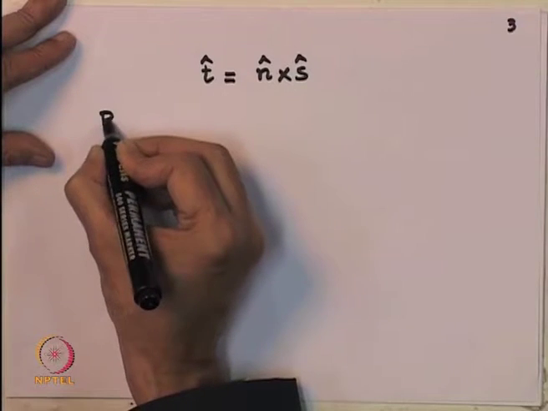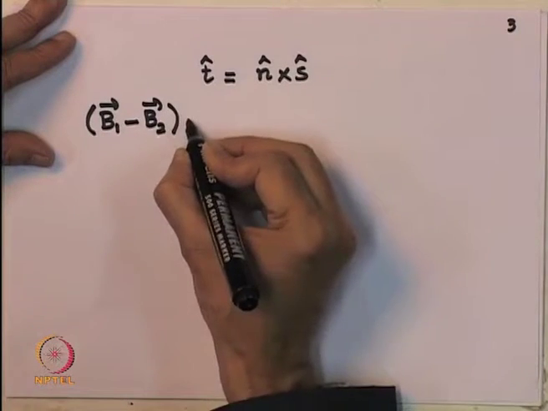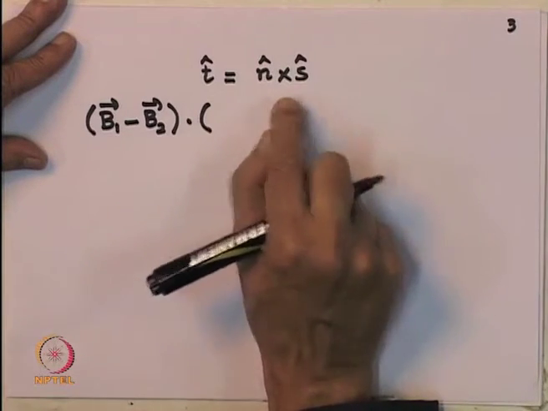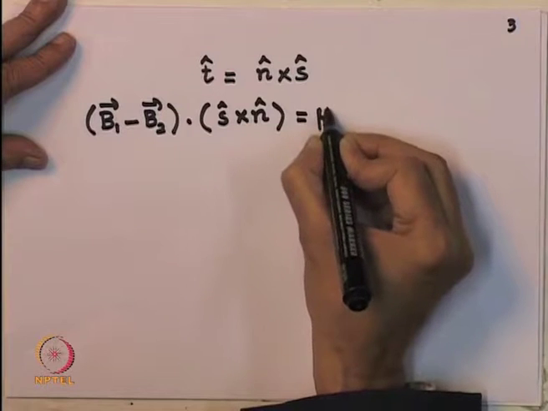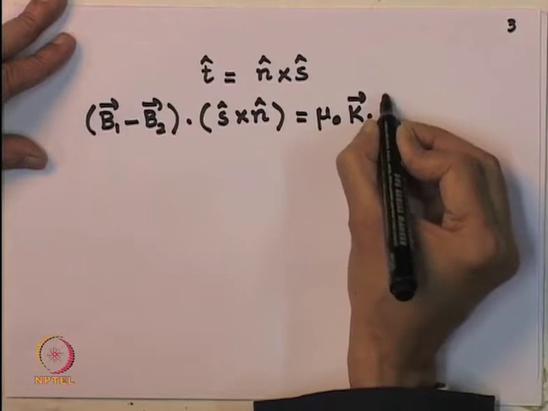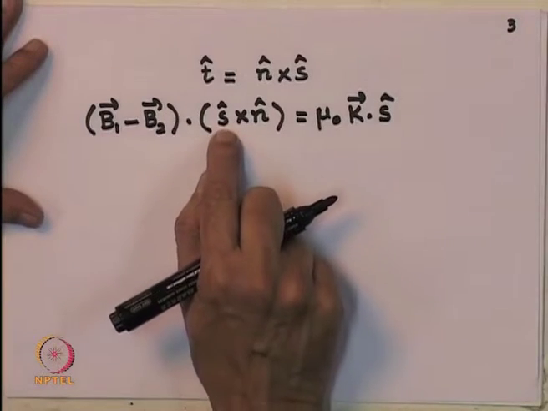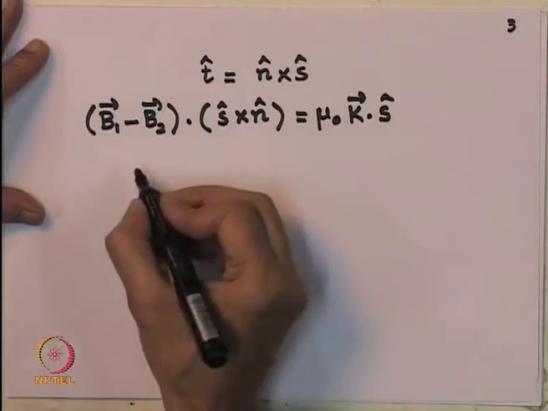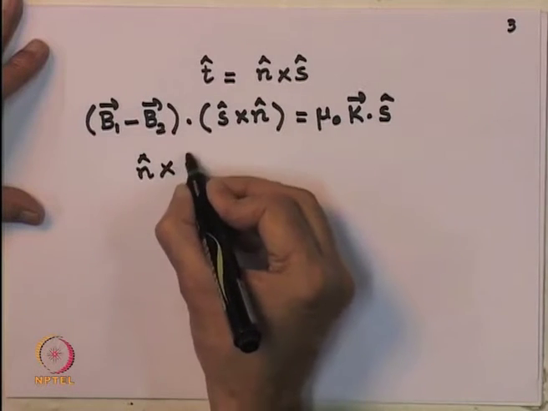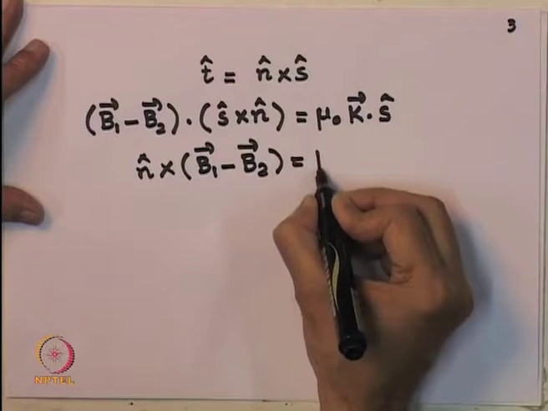As a result, if I look at the left hand side, I get B 1 minus B 2 dotted with minus t, and minus t is nothing but S cross N. And this is equal to mu 0 K dot S. Now, the left hand side I simplify by using A dot B cross C equal to B dot C cross A. So, this will be S dot N cross B 1 minus B 2, also dotted with S. As a result I will get N cross B 1 minus B 2 is equal to mu 0 K.